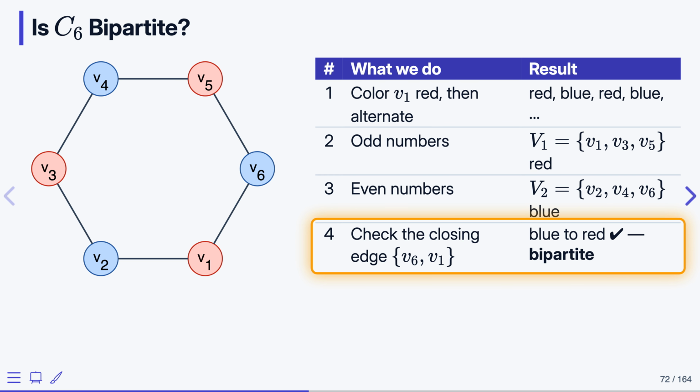Step 4, now the important check. The last edge closes the ring from V6 back to V1. V6 is blue and V1 is red. Different colors, so it is fine. Every edge joins a red to a blue, so C6 is bipartite.